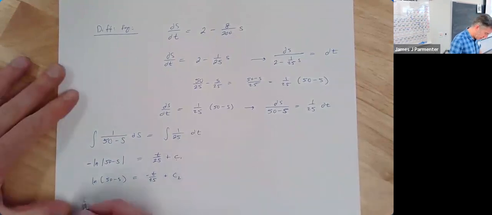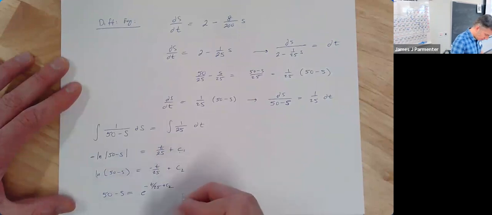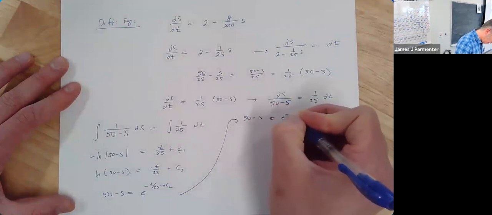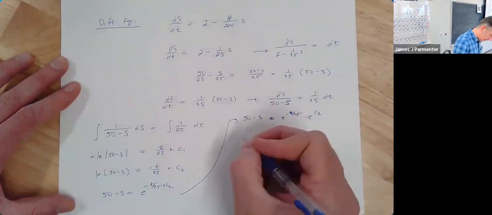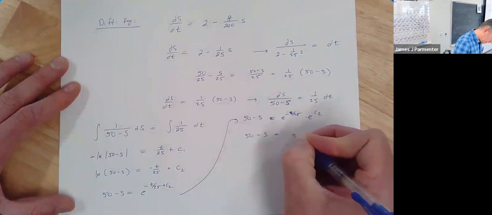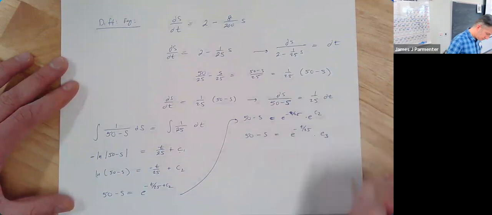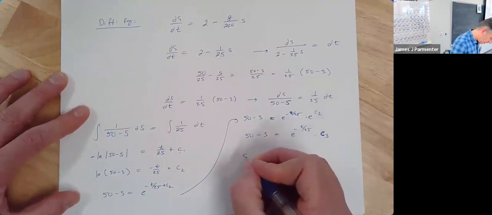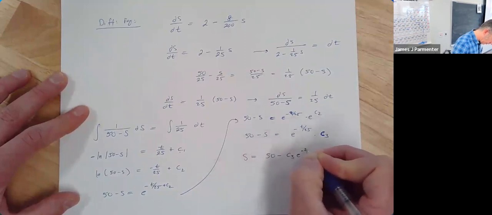Solving for s, we're going to exponentiate both sides and get 50 minus s equal to e to the negative t over 25 plus C2, which we end up rewriting typically as e to the negative t over 25 times e to the C2, and then really we write it as e to the negative t over 25 times a new constant, let's call it C3. That's a C, not an E. And finally, solving for s, we get s equal to 50 minus C3 e to the negative t over 25.